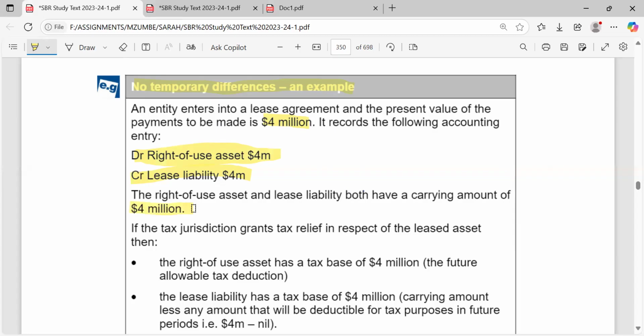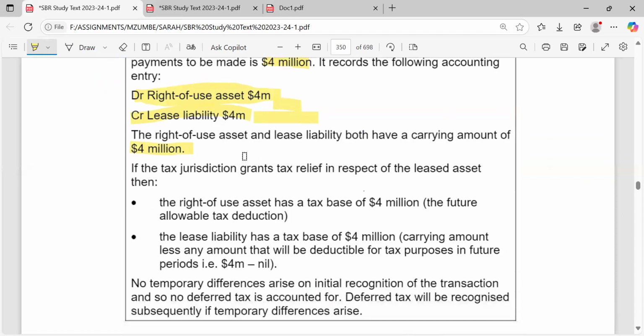So if this is the case, it means that if the tax jurisdiction grants tax relief in respect of the leased asset, what is going to happen? It could be based on the leased asset or the lease what? Liability. So it really depends what will be considered, right? So here, in case it is based on the leased asset, the asset is going to be depreciated, right? In case you do that, then you'd be provided with the tax relief, right? So we say the right of use asset has a tax base of 4 million.